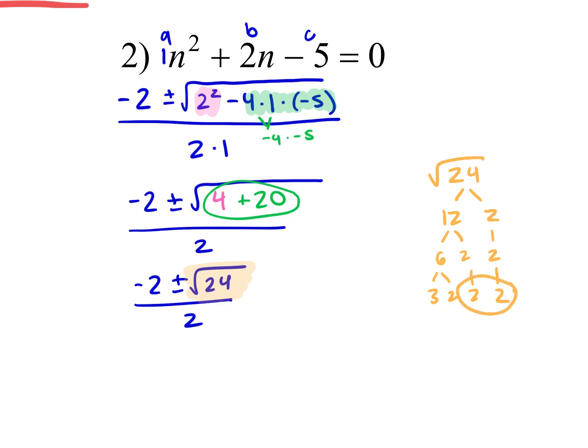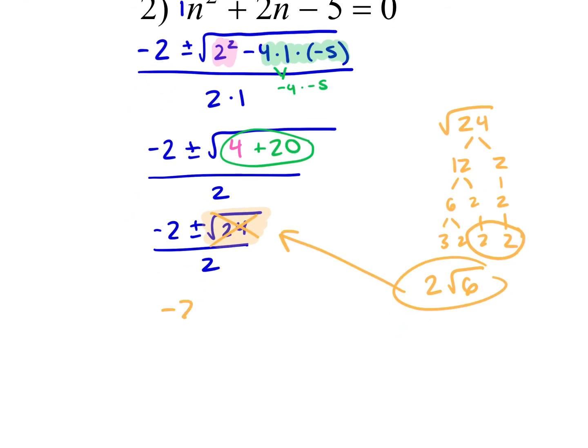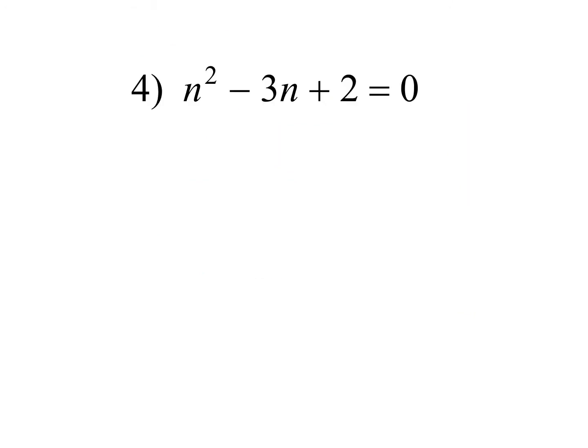2's. So what comes to the outside? 2. And what stays on the inside? 6. So 3 times 2, which is 6. So all I'm doing is replacing this with the simplified version. So my answer is -2 plus or minus 2 square root 6 divided by 2. That's our answer. All right, let's take a look at number 4.